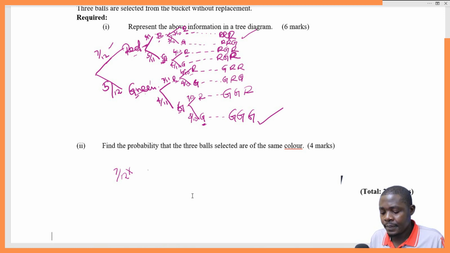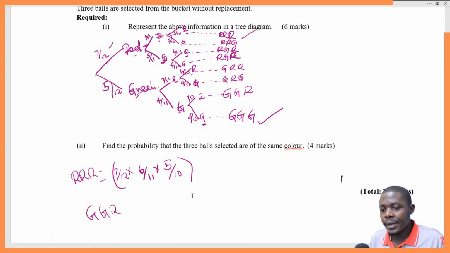6 over 11. We multiply again the other rate. It was 5 over 10. 5 over 10. This is red, red, red. And then we have the green, green, green, which was the first was 5 over 12. We are multiplying the probability, 4 over 11. We multiply this other one, which is 3 over 10.